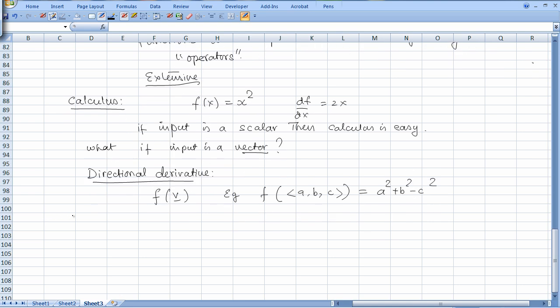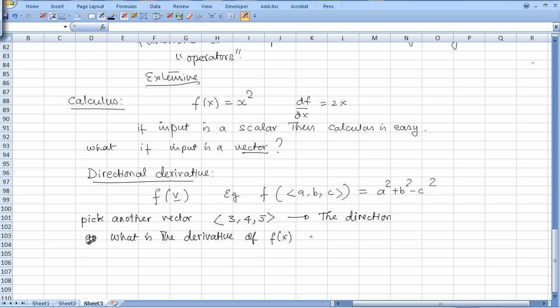What I want to do is pick another vector, anything that you like. So let us say I'm going to pick the vector 3, 4, 5. So this represents the direction. Now what I want to say is, go along this. What is the derivative of f of v along 3, 4, 5?